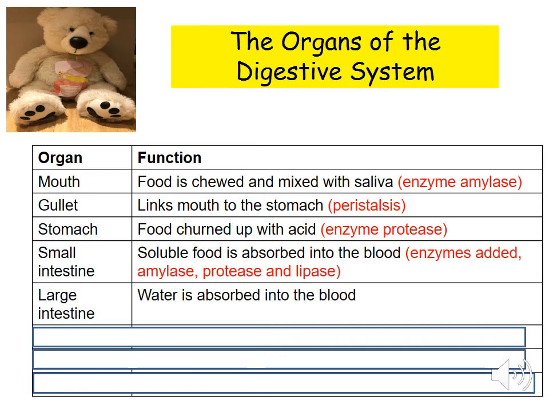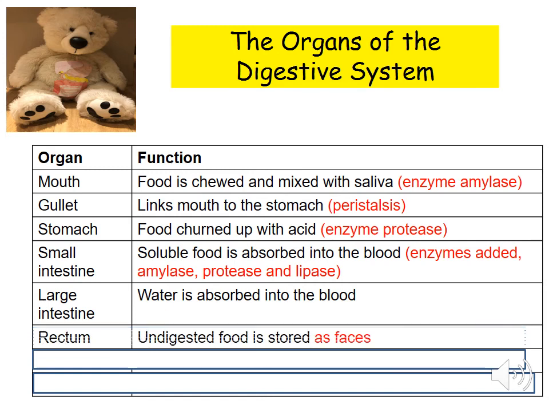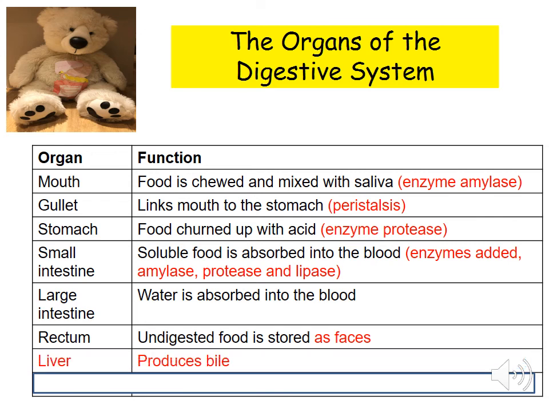From the small intestine, it goes to the large intestine, which is where water is absorbed or reabsorbed back into the blood. And then we have got the rectum, which is where the undigested food is stored. And some of you might have told me it's where feces is stored. Now, the two in blue, in red even, liver and pancreas.